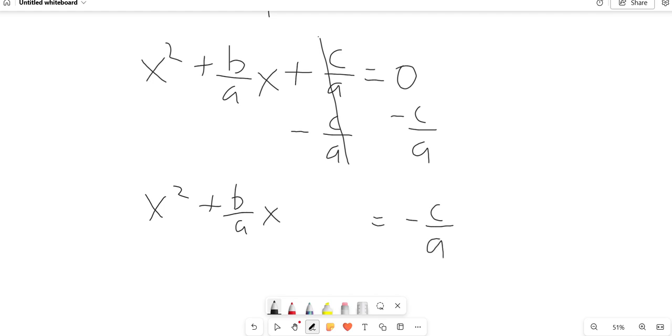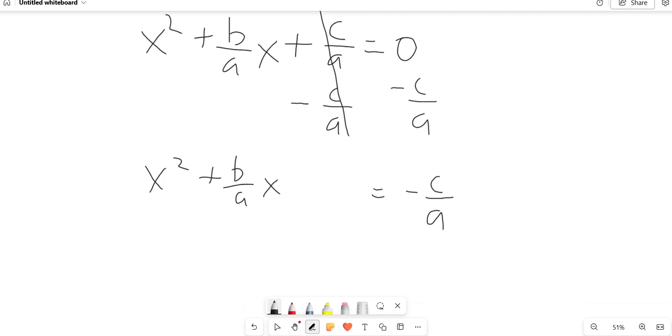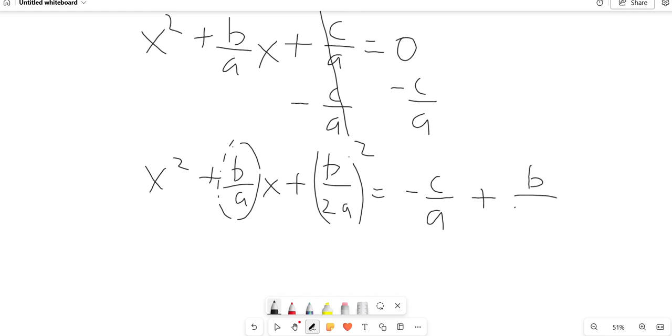To complete the square, remember you take the coefficient of x, which in this case is b over a. You chop it in half. That gives you b over 2a, and square it. So that gives you b over 2a squared. And I have to add the same thing to the other side, b over 2a squared.